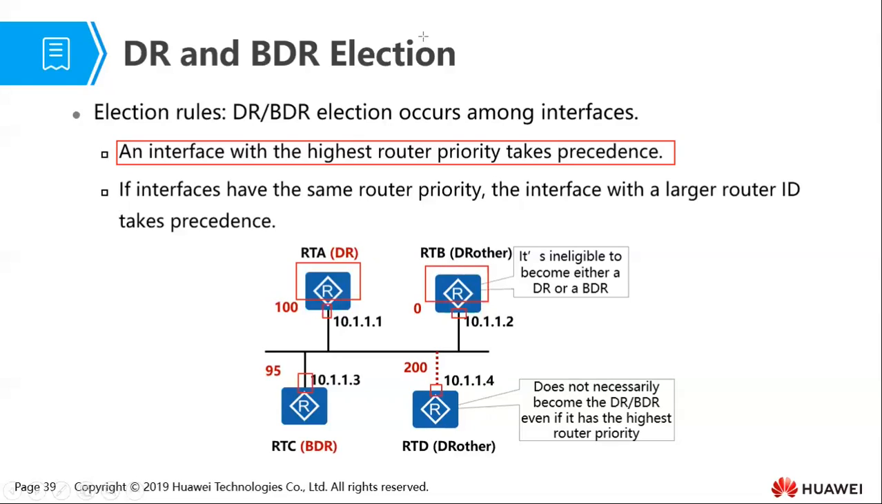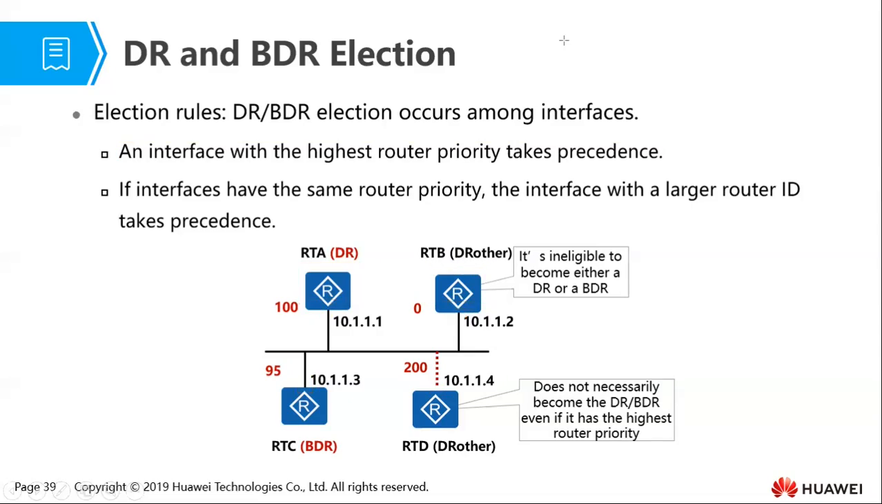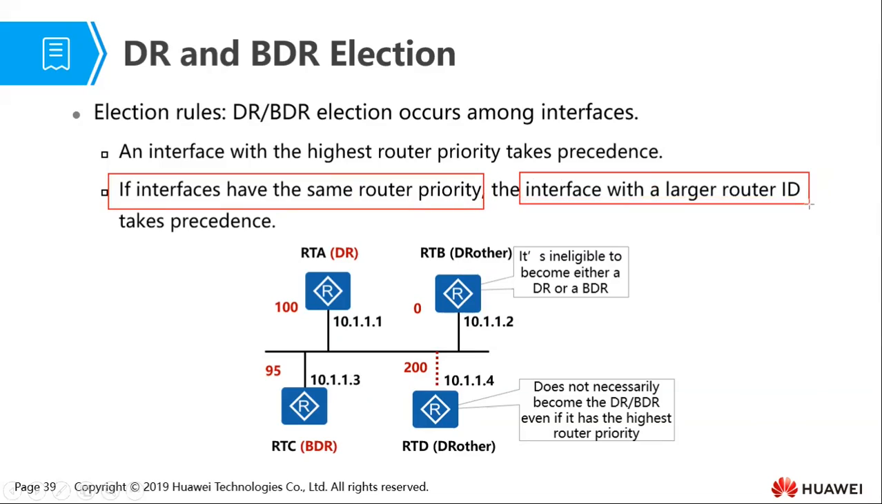Let me clear this. So at this particular point, the next criteria is this one. If the interfaces have the same priority, then the interface with the larger router ID wins. So after priority, it goes to router ID.